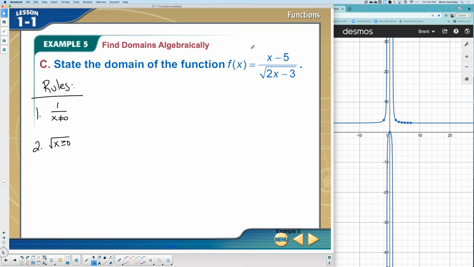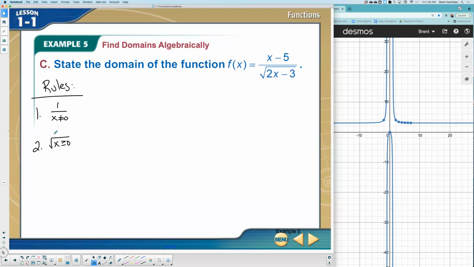I'm gonna ask it again. Do you see a denominator? Yes. What has to be true of the denominator? It cannot equal 0. Thank you. The denominator cannot equal 0. That means 2x minus 3, the square root of 2x minus 3, cannot equal 0.